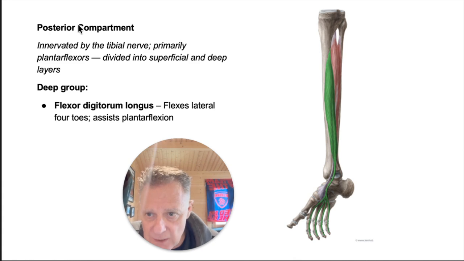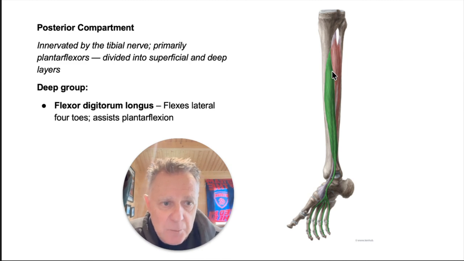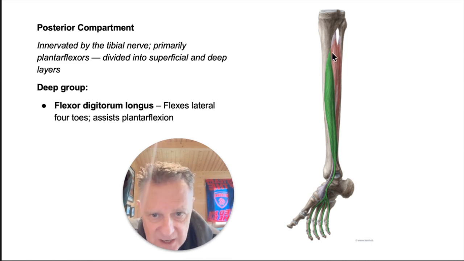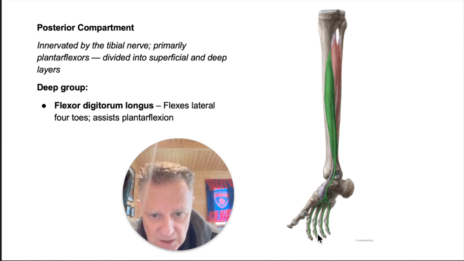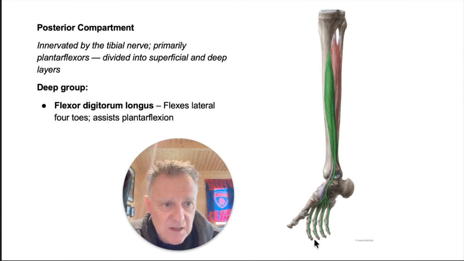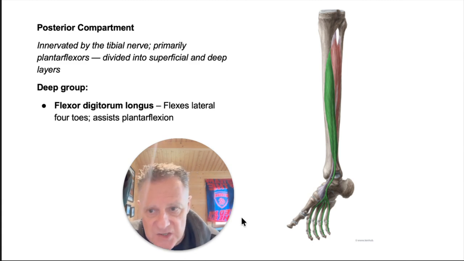Still the posterior compartment, deep group, tibial nerve, flexor digitorum longus from the medial aspect of the posterior surface of the tibia, so the posterior surface of the tibia, into the bases of the distal phalanges of digits 2, 3, 4, and 5, and therefore plantar flexes the foot and also flexes the digits as well.